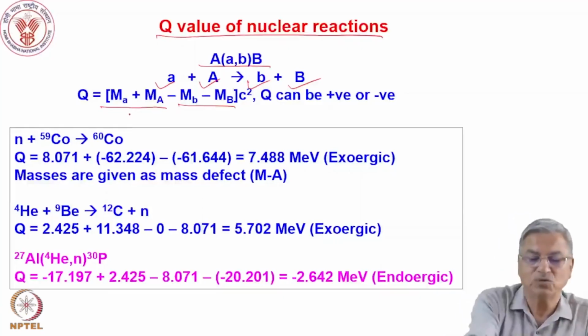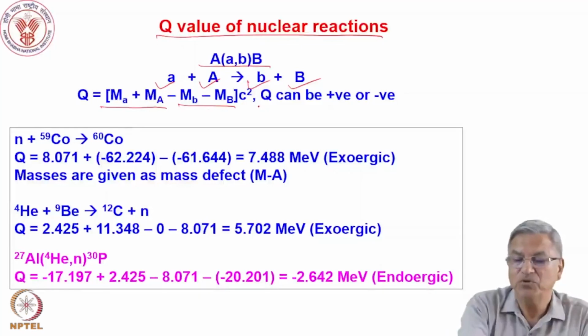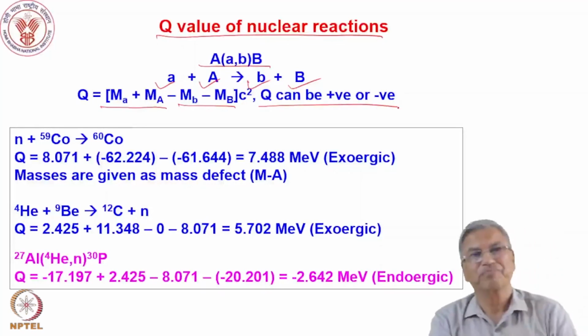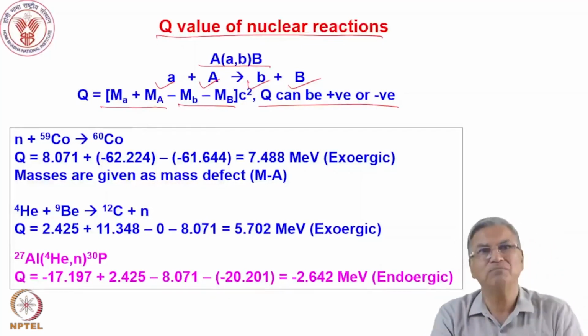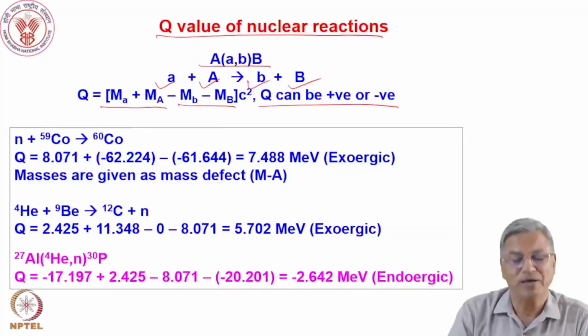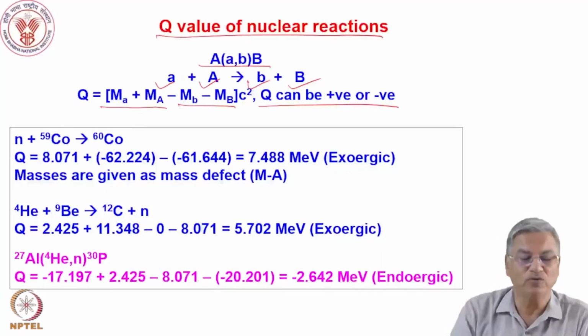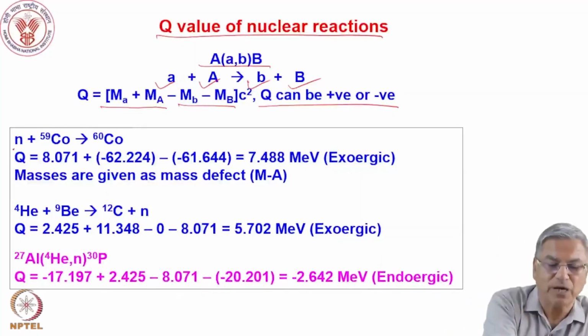If you write in terms of atomic mass units, then you would say 931 MeV instead of C square. And this Q value can be positive or negative. So let us work out some examples to demonstrate this point, what kind of masses we need to put into the nuclear reactions to calculate the Q value. I give you some examples.